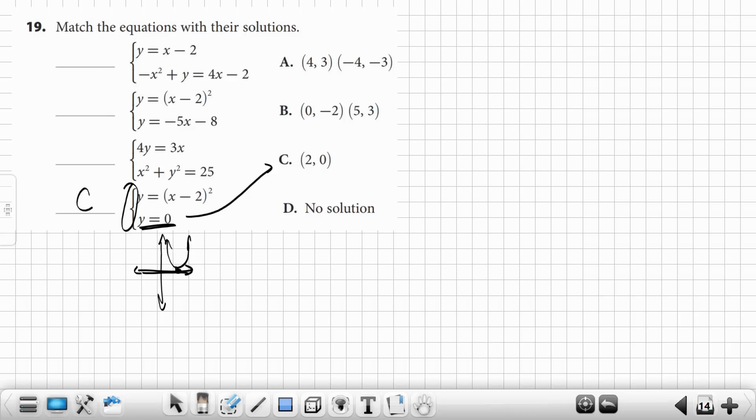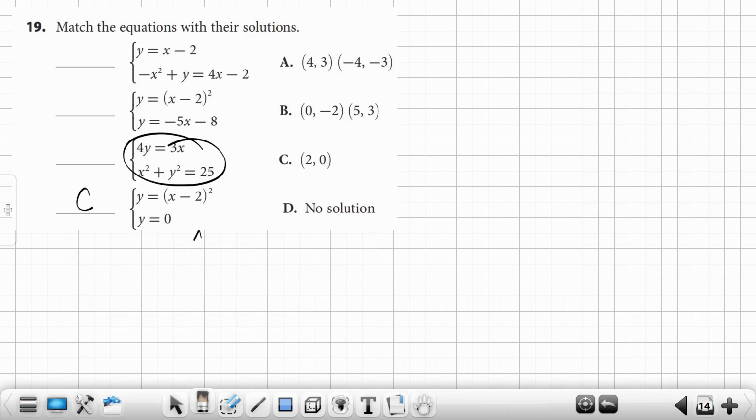All right, now I'm going to think about this one here. That's a circle centered on the origin, radius 5. And if I divide both sides by 4, this is y equals 3/4 x. So it's an up 3 over 4 line going through the origin. So this is going to go through 2 spots, and it's going to be A. It's the only thing that matches that graph.